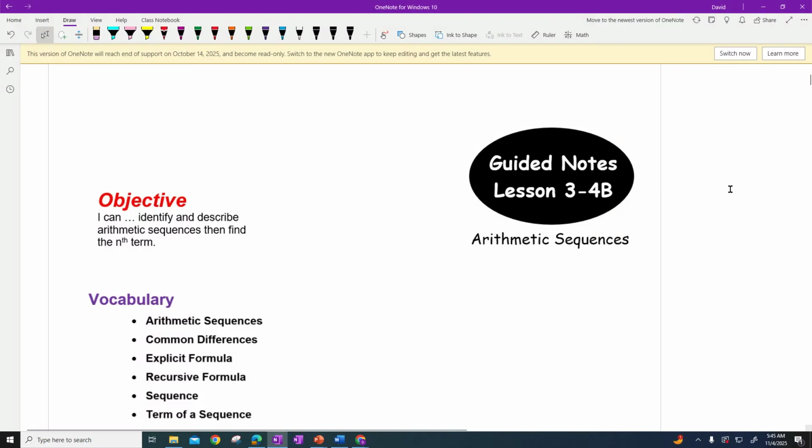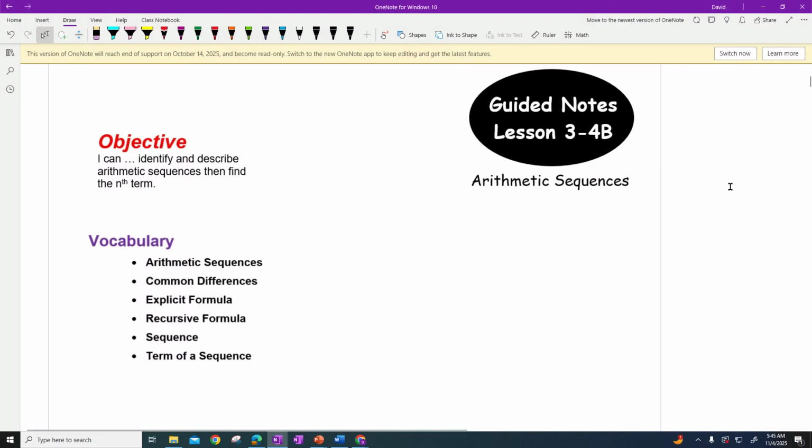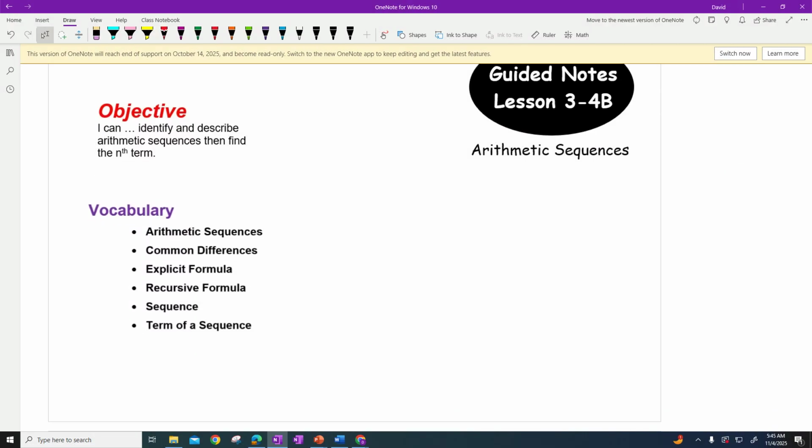Hey, good morning. Today we're going to continue working on arithmetic sequences, and now we're doing the Savvas lesson here. On the arithmetic sequence, we're going to have a new word today. It's called a recursive formula. But let's start back with what we've been working on.